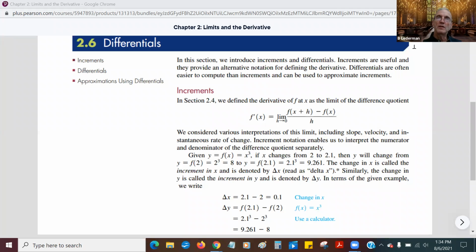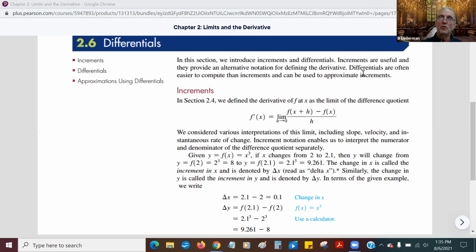Hi, everybody. Today we're doing 2.6, and that's differentials. So we're going to introduce the idea of increments and differentials. Now, the truth is, these are things we know already. They're just different names for stuff we already know. So don't get too worked up about this. Basically, the increment is the change in x or the change in y.